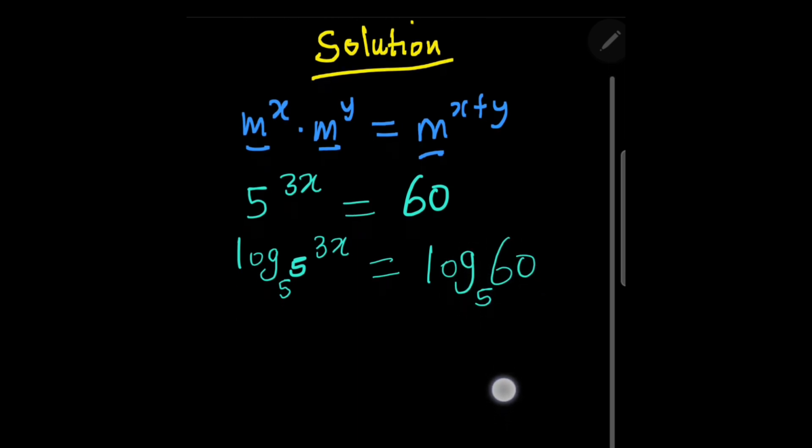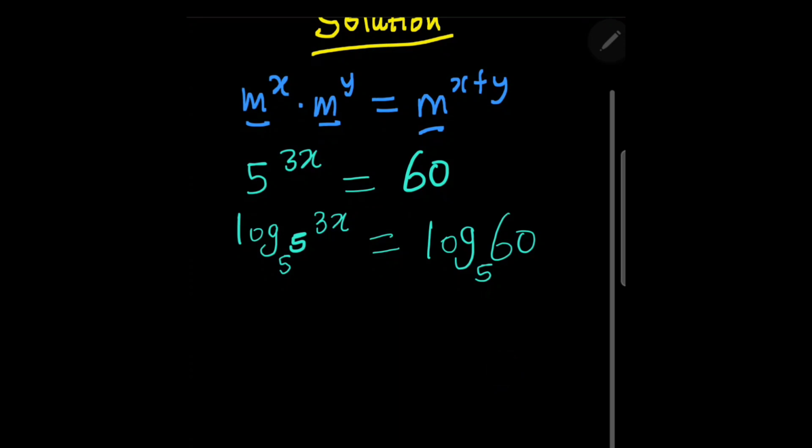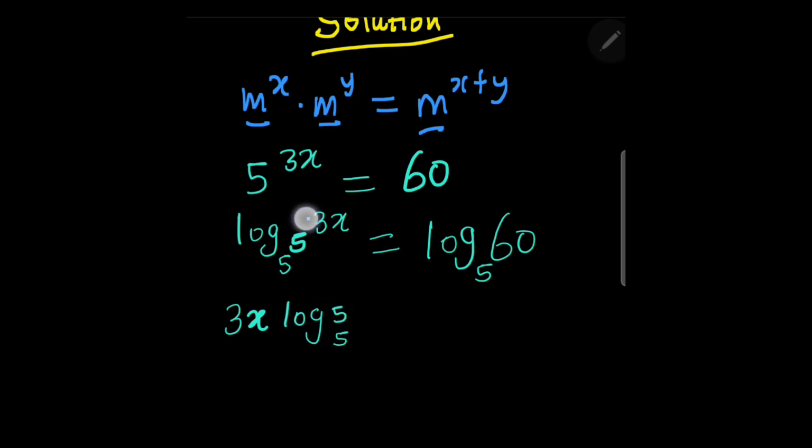The next thing we're going to do is recall the power property of logarithm. This power here, 3x, is going to come forward to multiply the log. So when we do that, it's going to be 3x multiplied by log of 5 to the base of 5. All we just did is this power goes back to multiply the log. So this is one of the properties of logarithm. Everything now will be equal to log of 60 to the base of 5.